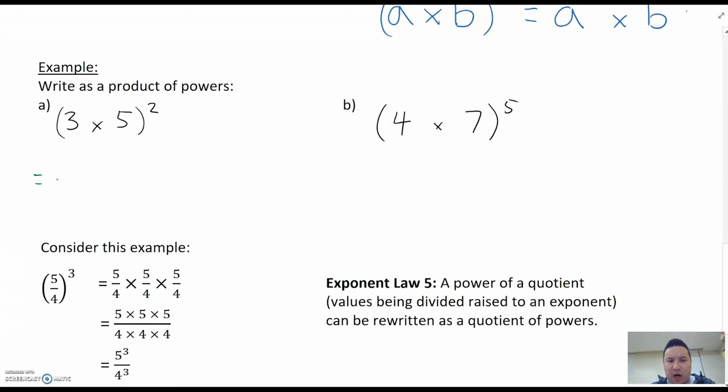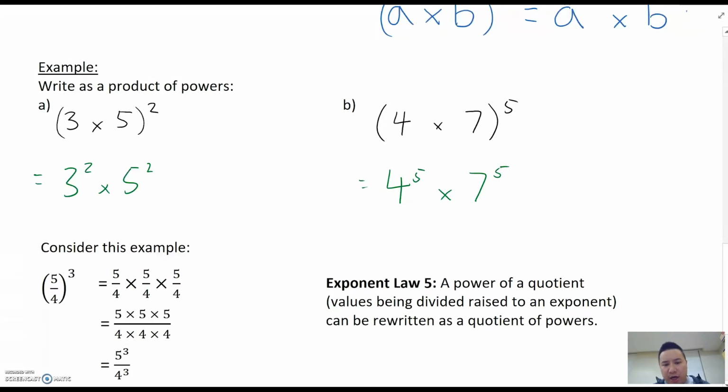3 times 5 to the power of 2. Okay, cool. Let's use the exponent law. You get a 2. You get a 2. Okay, everybody gets a 2. So we end up with 3 to the power of 2 and 5 to the power of 2. Okay, there we go. We have a product of powers. Okay, over here, 4 times 7 to the power of 5. So you get a 5, you get a 5. Okay, everybody gets a 5. So we end up with 4 to the power of 5 times 7 to the power of 5.